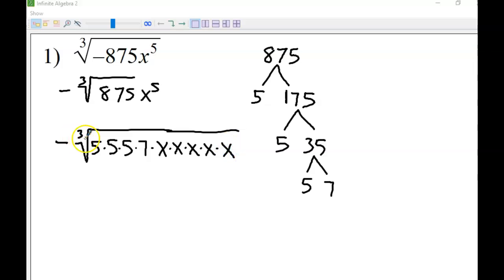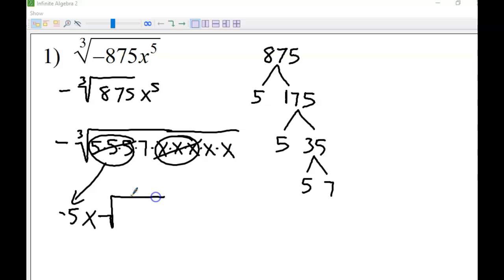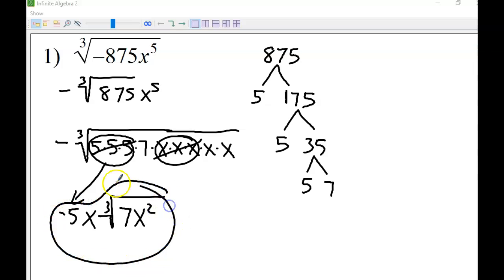And we take out groups of 3. So here's a group of 3, so we could take out a 5. Bring down your negative, by the way. And we could take out a group of 3 x's there. And we're left with a 7 on the inside and 2 x's. And there's your final answer. So the negative came from what we took out in the beginning. We could take out a 5 and an x because there were groups of 3 in there, and the 7 and x squared stayed inside. Okay, so that's how you deal with odd-powered roots and negatives and whatnot.